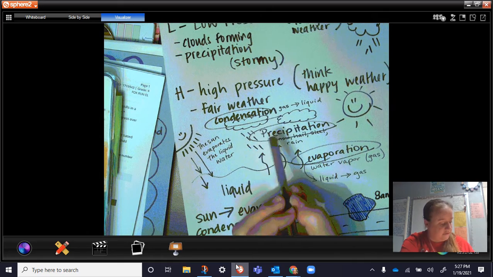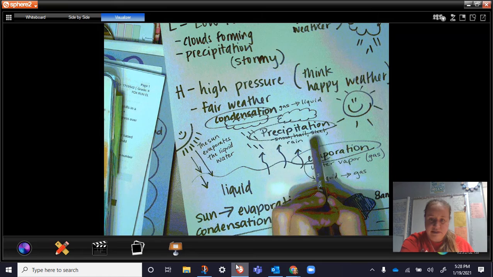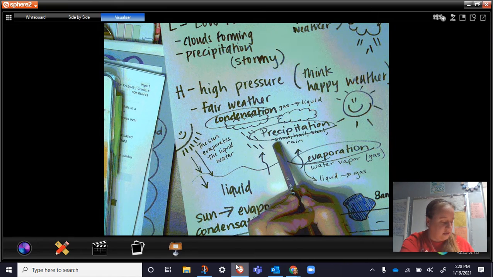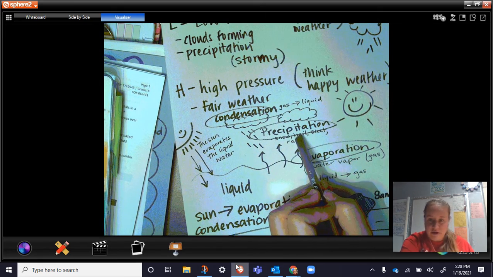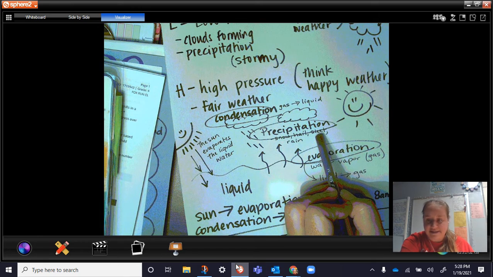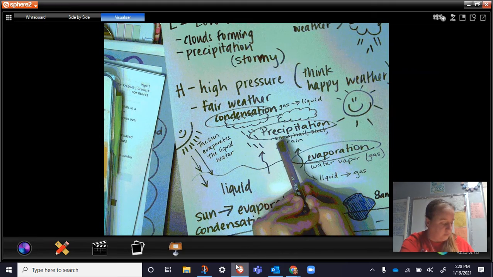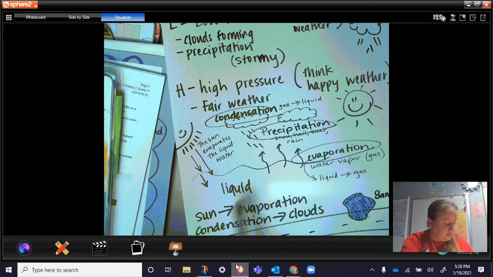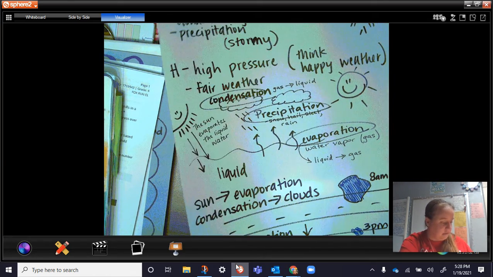Then when it gets too heavy, it falls as precipitation. Precipitation could be snow, hail, sleet. Like when we had our snow a couple weekends ago, I saw all three of these happen. First it hailed, then it was kind of real wet, like rainy snow, that's the sleet. And then it eventually turned into snow, and then rain. So depending on the temperature, you'll get different types of precipitation, but that is liquid falling from the sky.